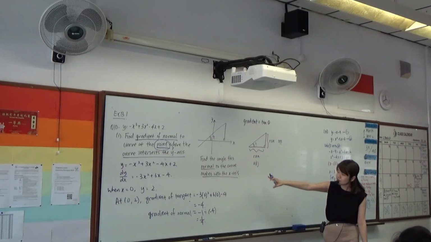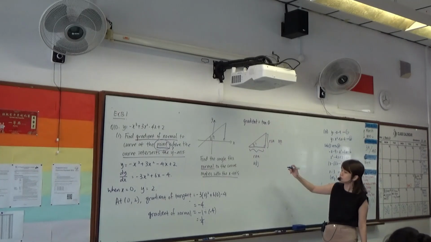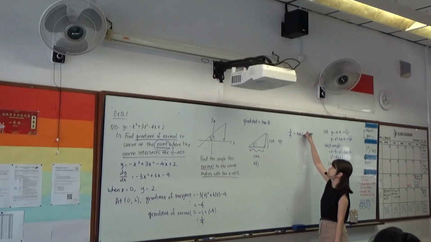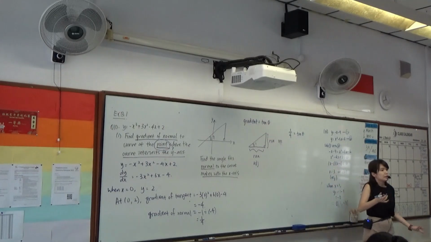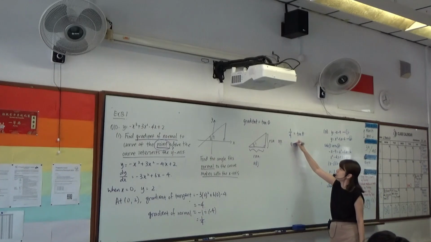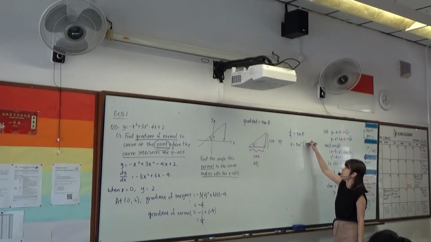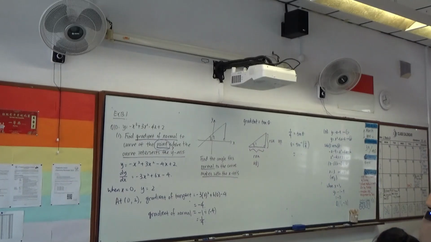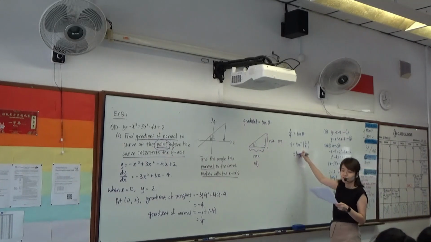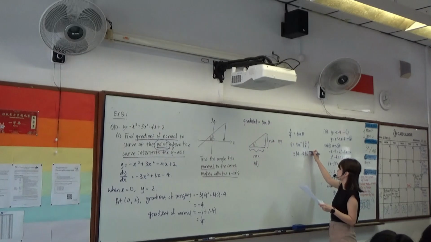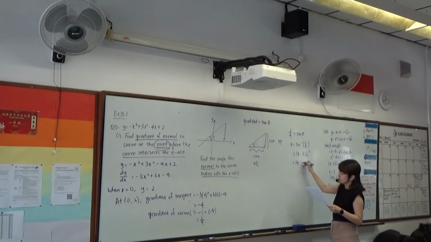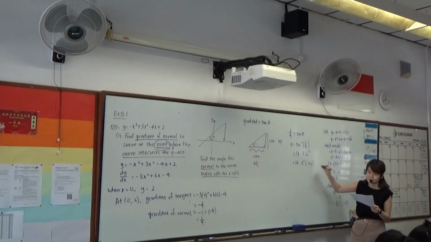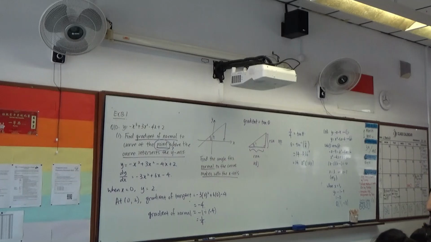Right? So therefore, now I already know the gradient is 1/4. So 1/4 equals tangent theta. Then after that, theta will be tangent inverse of 1/4. Key that into our calculator, we get 14.036 degrees. For angles in degrees, we leave it to 1 decimal place, so 14.0 degrees.